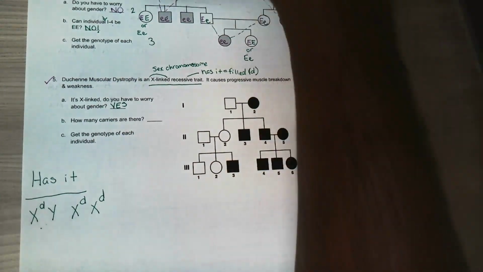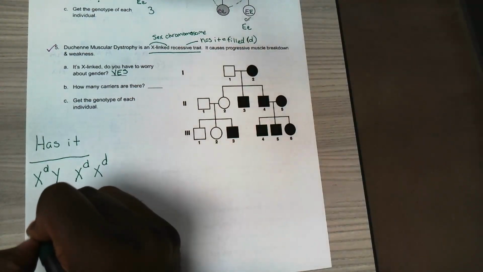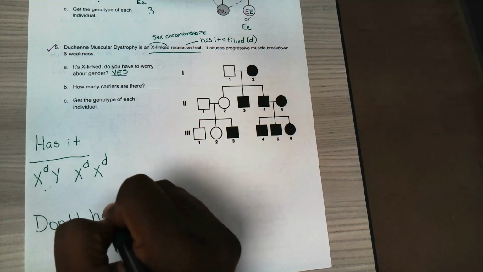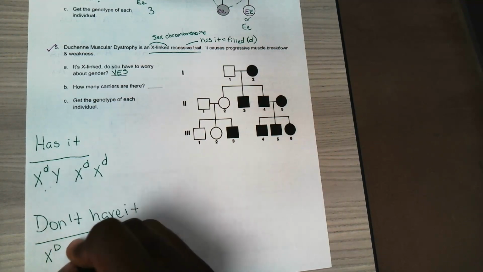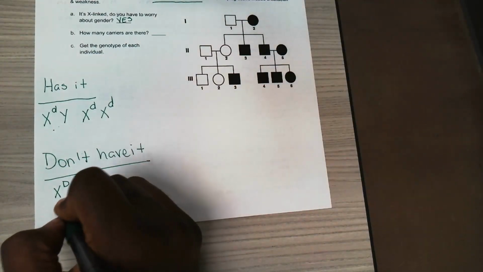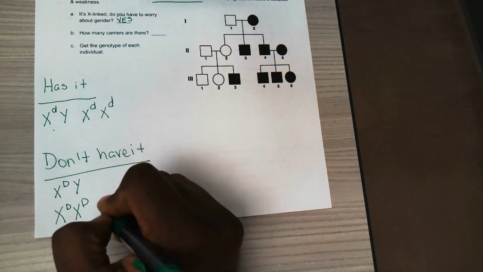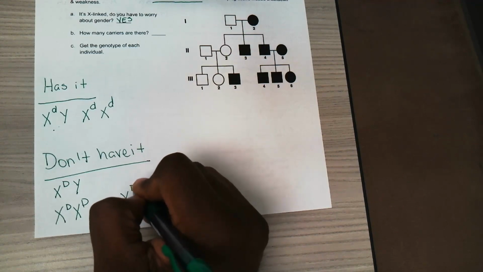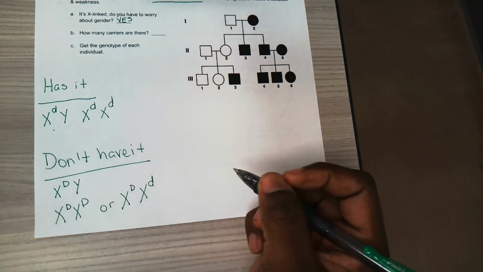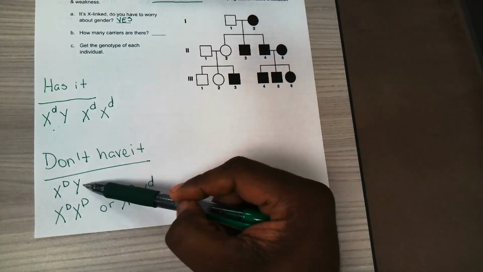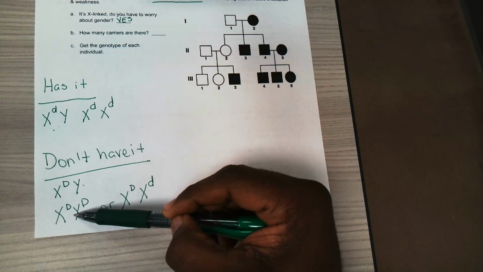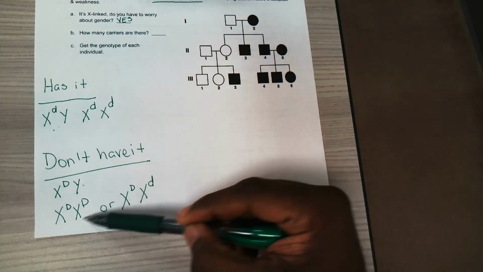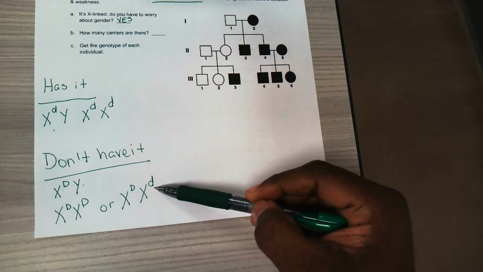Same thing here. What's the genotype of somebody if they don't have it? The genotype would be X exponent big D for our male, and for our female it would be X big D. So again, this shows us the genotype of a male who does not have the muscular dystrophy, because he has the dominant allele, and this is our female here, X big D, X little d.